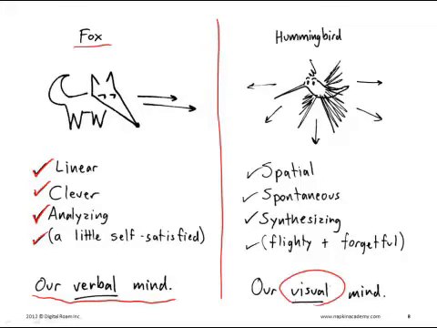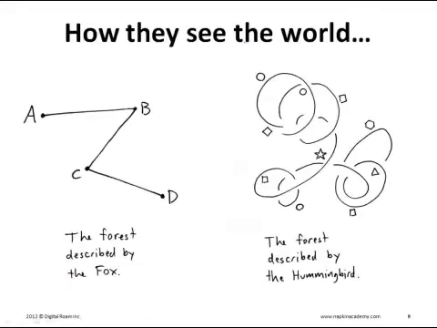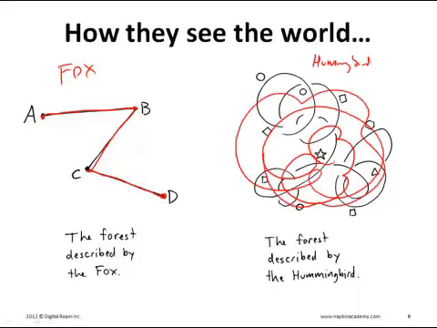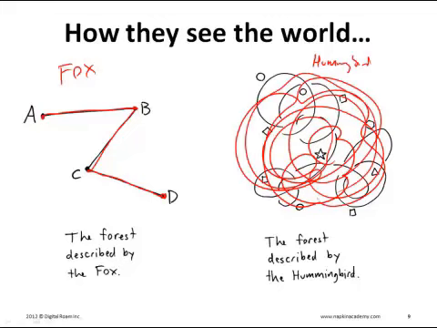Standing in for our visual mind, we're going to have the hummingbird, who is very spatial, very spontaneous, very good at synthesizing multiple different things, but a little bit flighty and forgetful. So these represent our two profound ways of thinking about the world. Now, how does the fox see the world? The fox, as our verbal mind, sees the world as a linear progression of A to B to C to D. There is my idea. Our hummingbird, on the other hand, sees the world as a series of infinitely increasing loops. It's not linear at all. It's almost without time, and space is fully multidimensional.